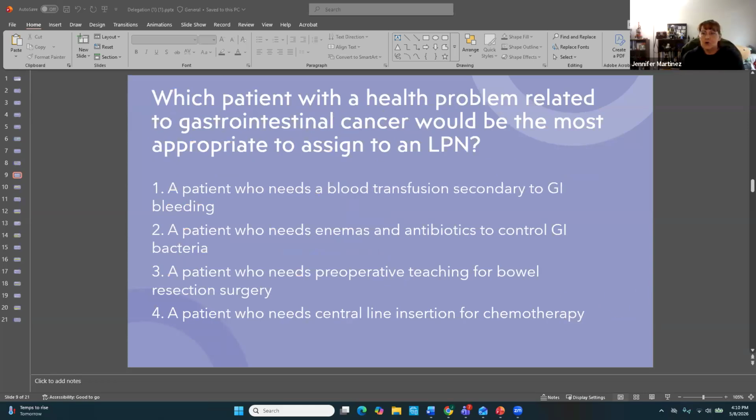All right. Which patient with a health problem related to GI cancer would be the most appropriate to assign to an LPN? A patient who needs a blood transfusion secondary to GI bleeding, a patient who needs enemas and antibiotics to control GI bacteria, a patient who needs pre-op teaching for a bowel resection surgery, or a patient who needs central line insertion for chemotherapy.